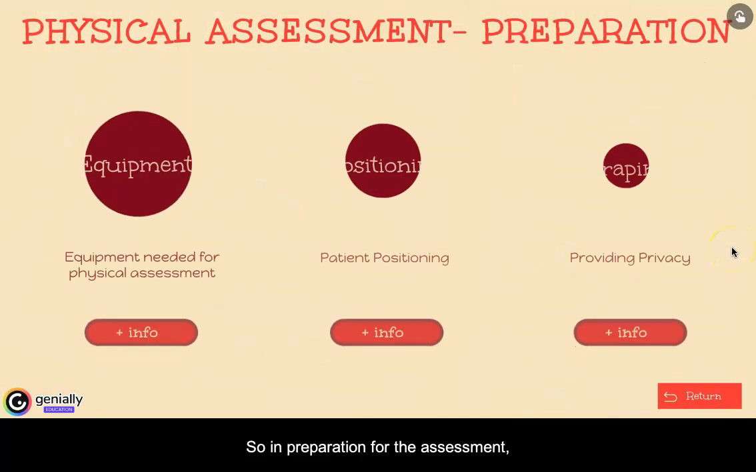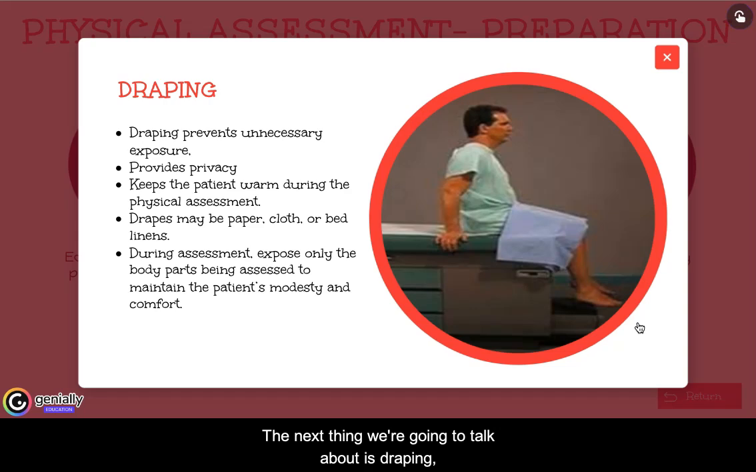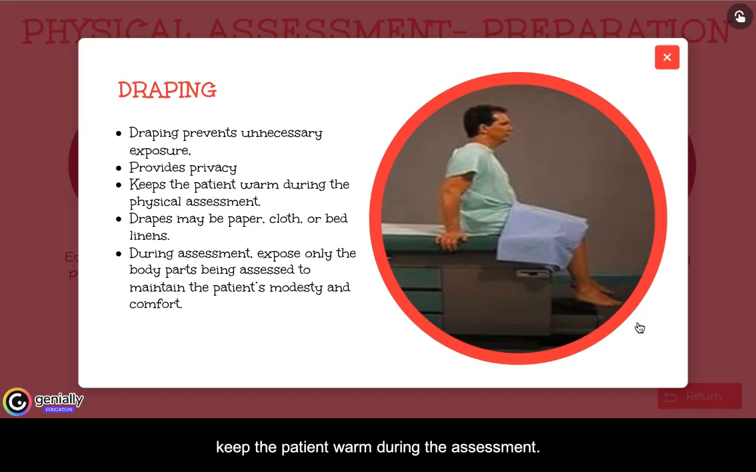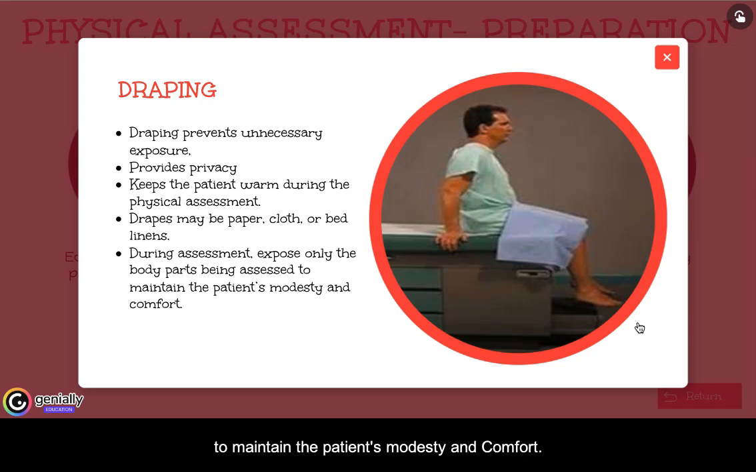So in preparation for the assessment, we talked about gathering equipment and how to position the patient. The next thing we're going to talk about is draping, which is providing privacy. You're going to keep the patient warm during the assessment. Drapes may be paper, cloth, or just bed linens, a blanket. During the assessment, it's very important to expose only the parts of the body that are being assessed to maintain the patient's modesty and comfort.